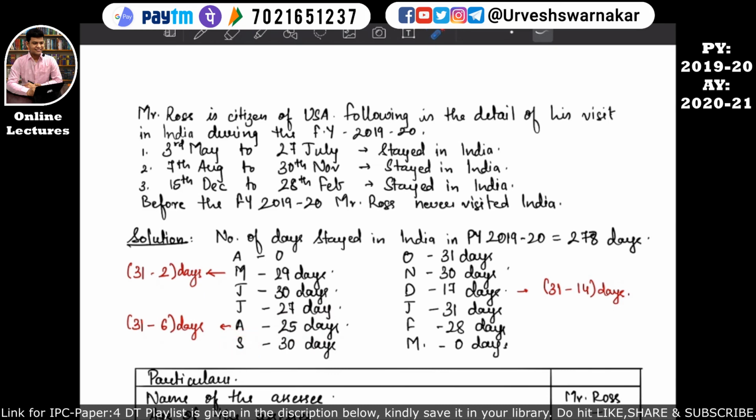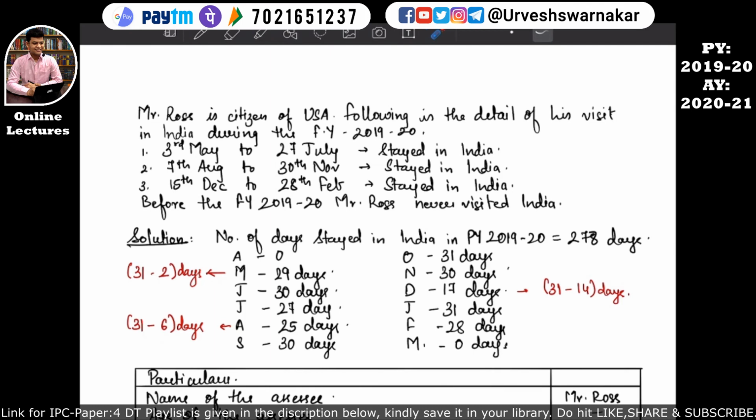And for the month of September, he was there for the entire month, that is 30 days. And in the month of October, he was also there in India, so for the entire month he was there, that is 31 days. In the month of November, he left India on 30th November. So in the month of November, he stayed in India for 30 days.